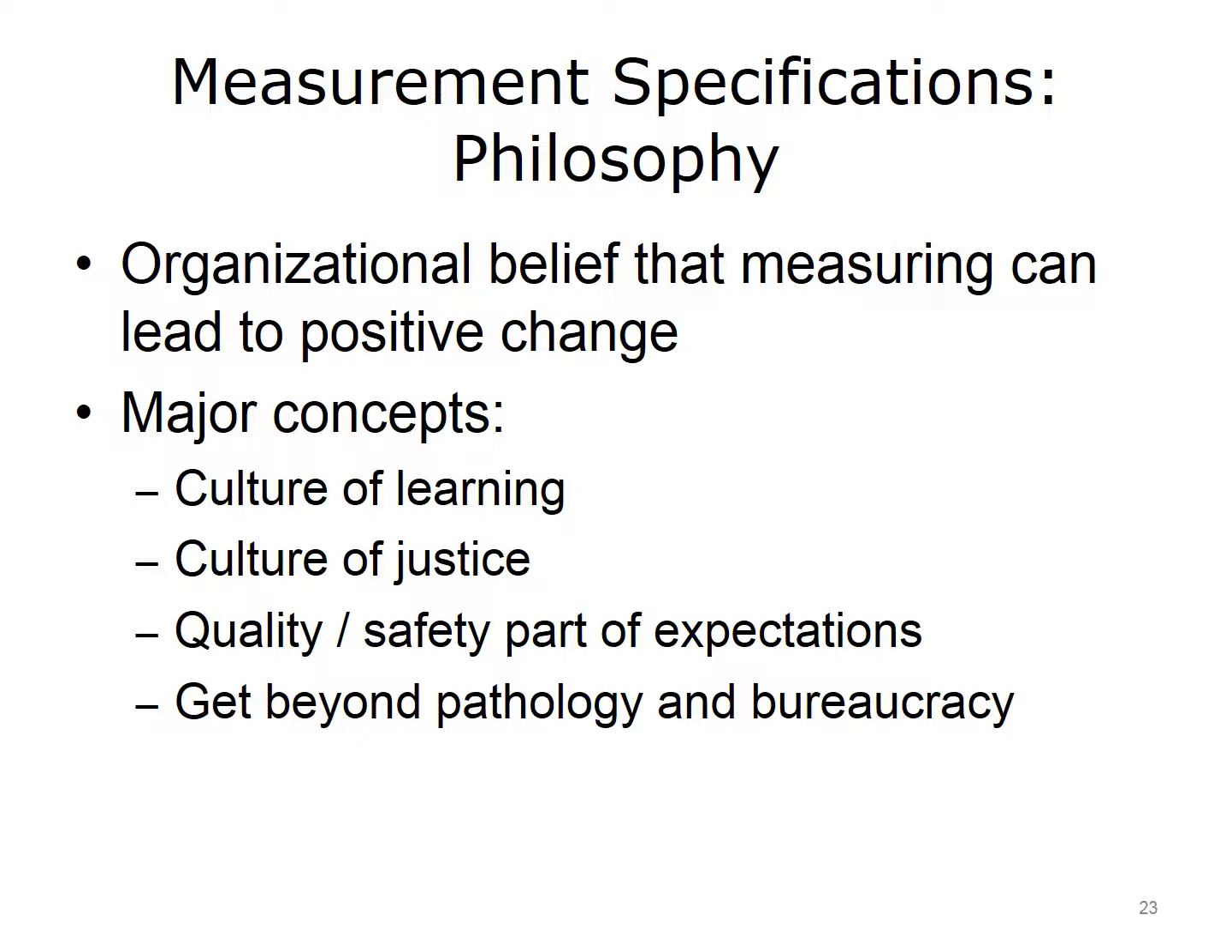A key part of a good measurement philosophy is a culture that is felt to encourage learning, not judging, but that when people truly and repeatedly make errors, that there is justice in the way they are treated. Cultures of pathology blame the person solely, and not the system of care. And bureaucracy forms committees without acting on the information directly.